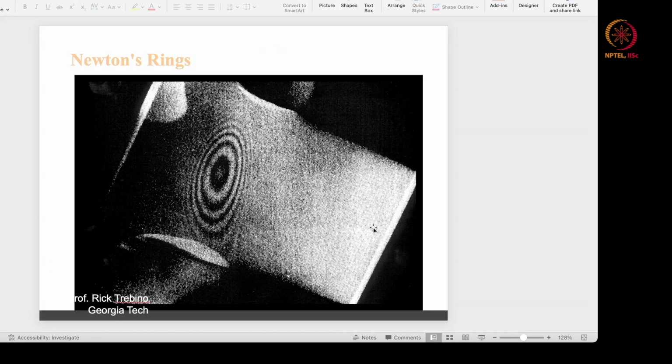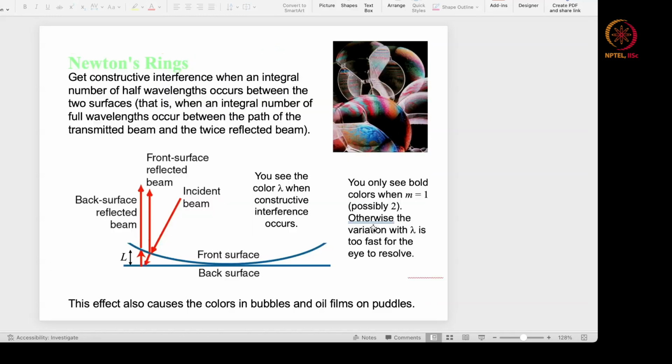All right. This is also the Newton's ring that you can see over here. Newton's rings are almost like a thin film. You actually have a curved interface. So you get constructive interference when an integral number of half wavelengths occurs between the two surfaces. This is the back surface reflected beam. This is the front surface reflected beam. This is the incident beam. So you will see color λ when constructive interference actually happens. And this is what you see. You will see bold colors when m equals 1. Otherwise, variation with λ is fast.